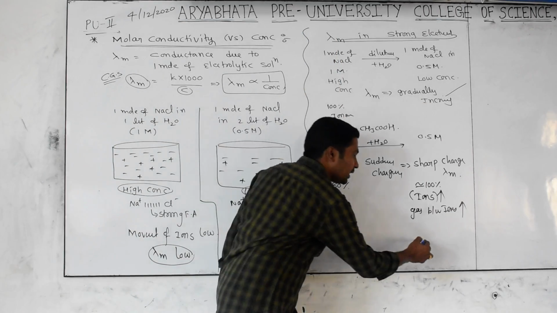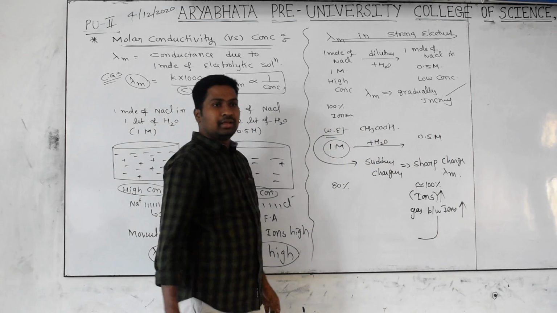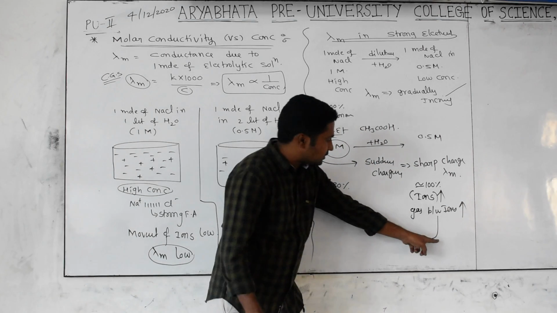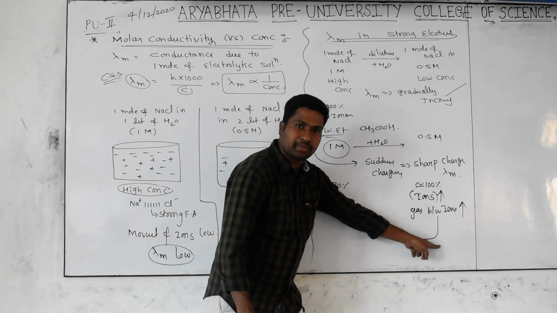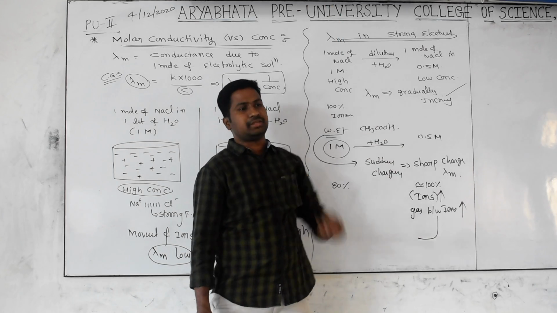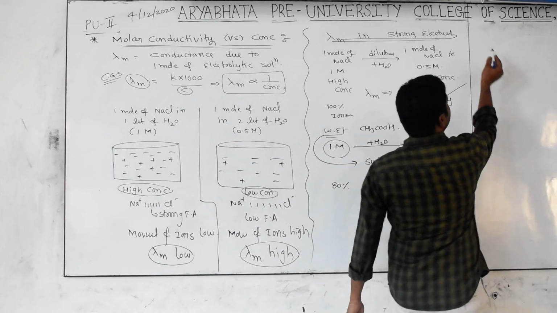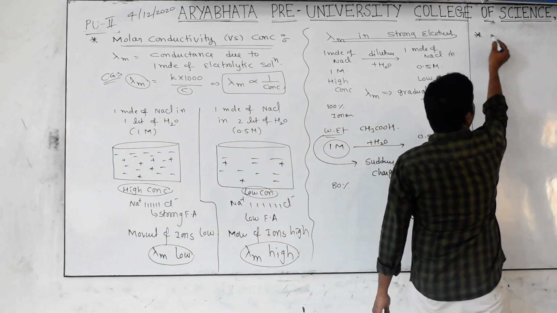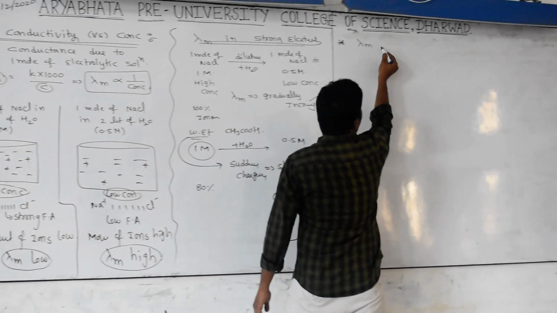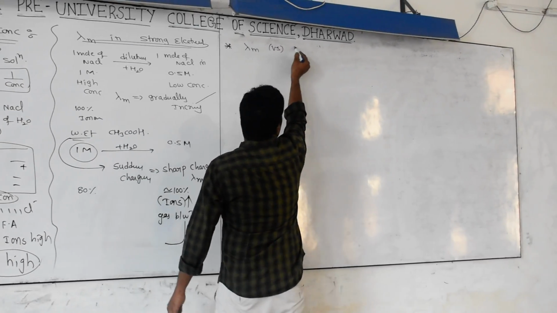That is why we show it like this. Not gradually, but suddenly at this dilution, at this concentration, it keeps rising. That is what we call sharp changes. Is it clear? Yes. Now, how to discuss the molar conductivity versus concentration graph.